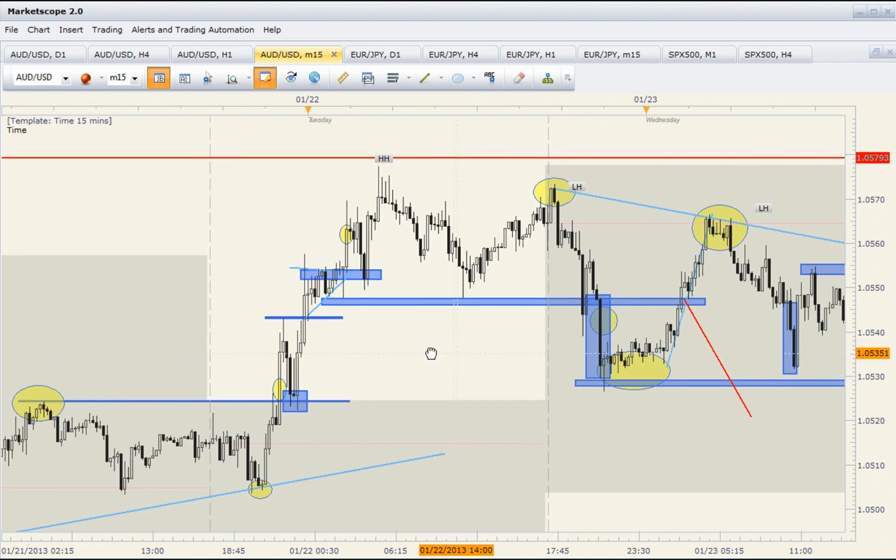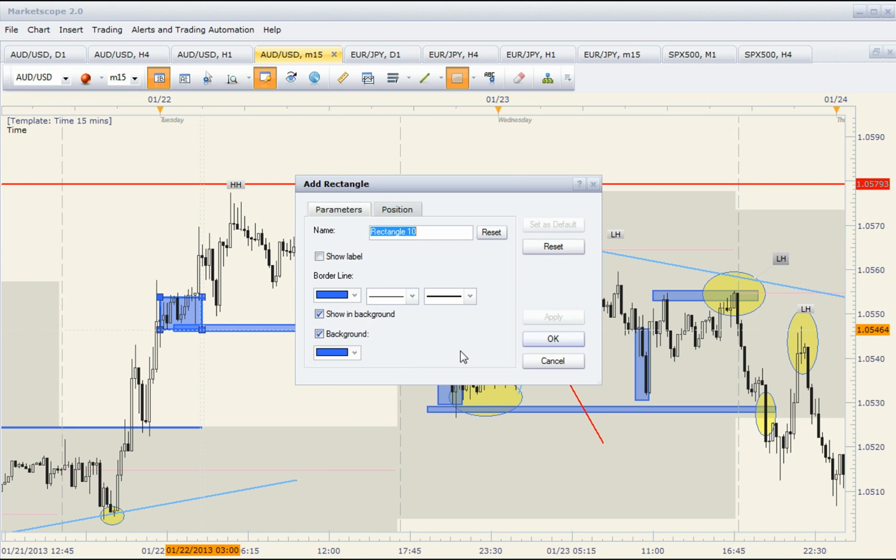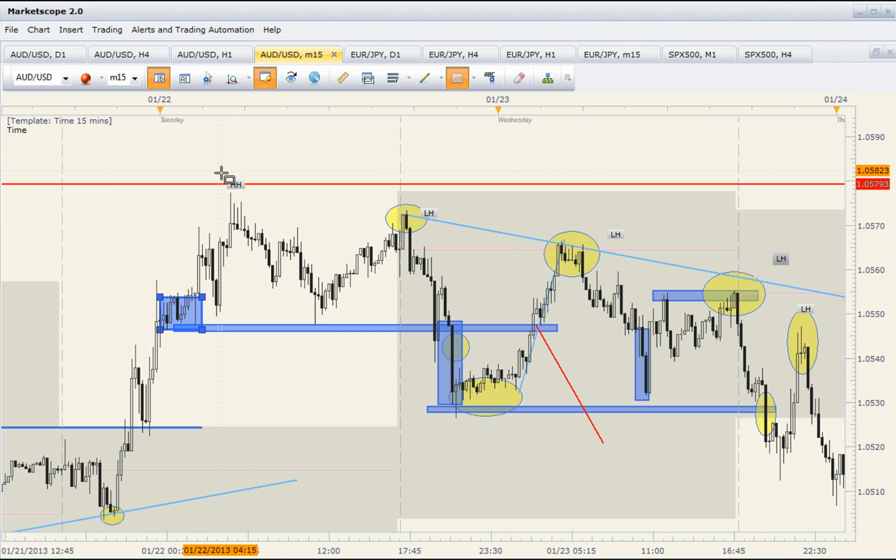So, what happens? It goes up and it forms this higher high. I'll clean this up a bit. Goes up and forms this higher high. And it comes back down and it tests this area here that produced the higher high.